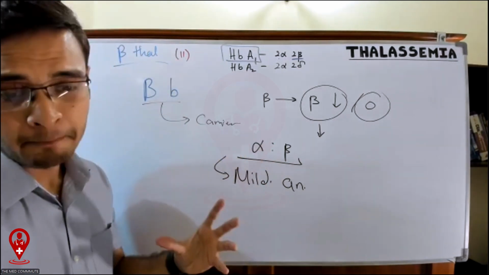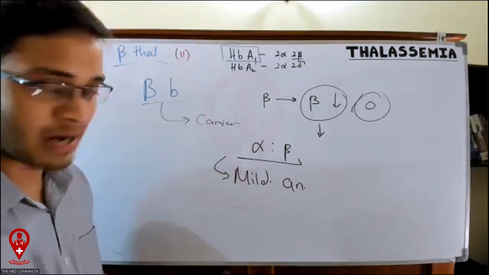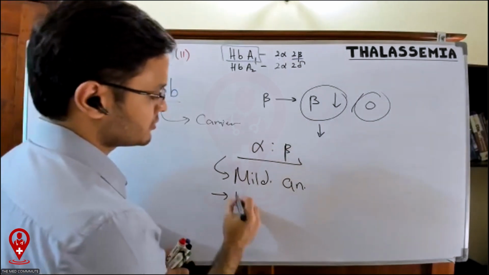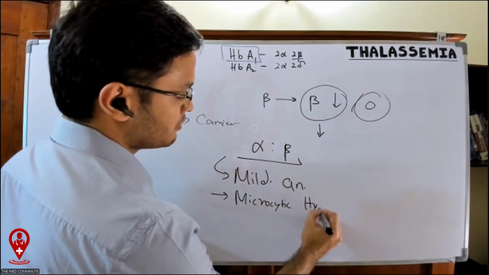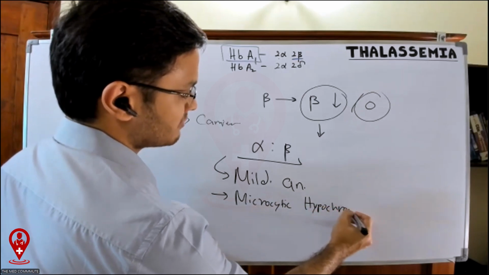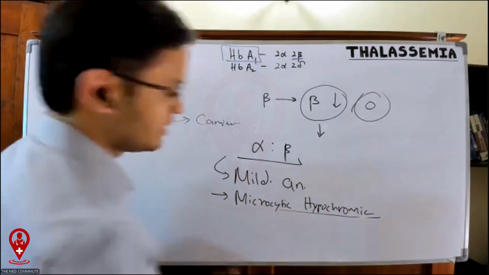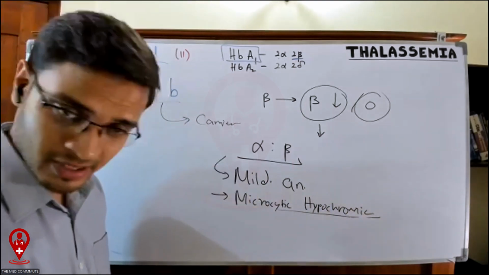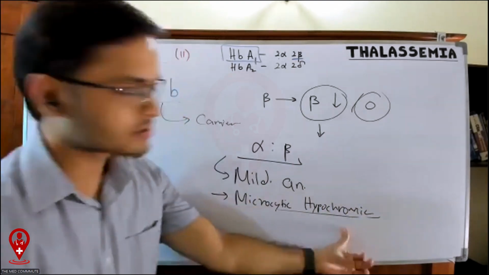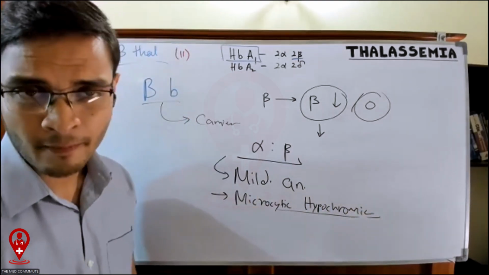If you look at the RBCs in a blood picture, we are going to see microcytic hypochromic anemia. Now, this is the same form of anemia that we see in iron deficiency as well, but there the mechanisms are different. We'll talk about iron deficiency anemia in another chapter. Here also you are going to see microcytic hypochromic cells.